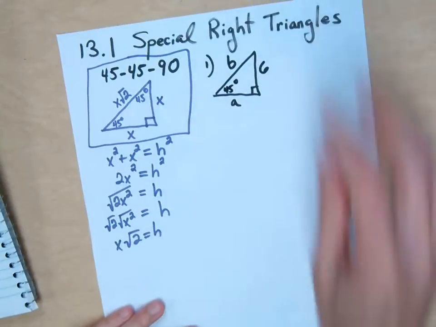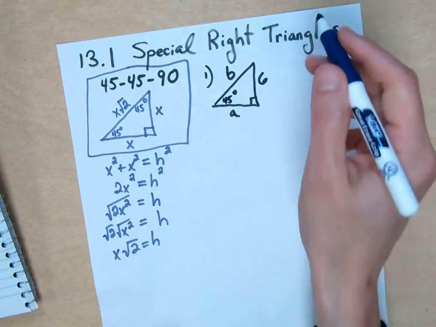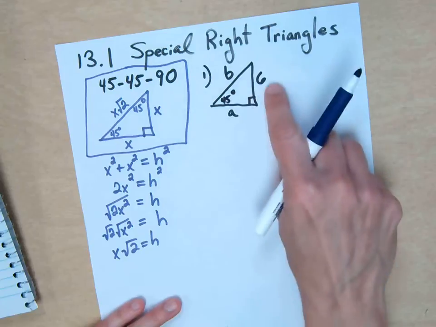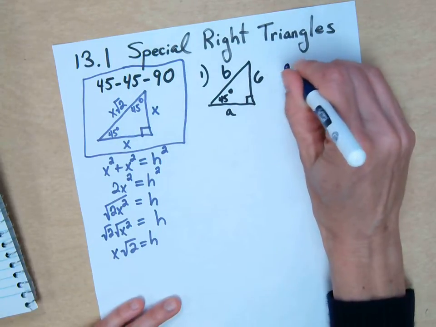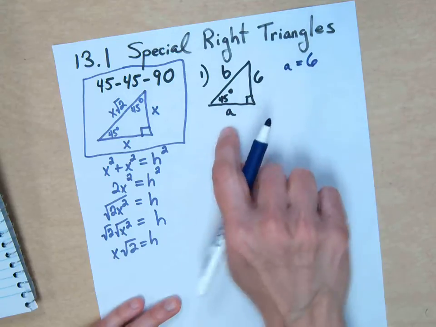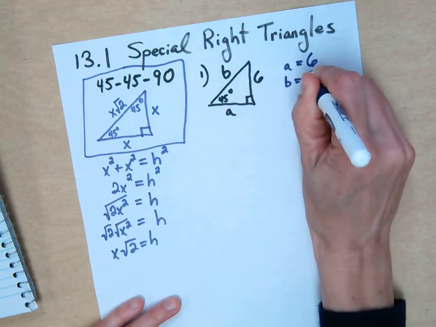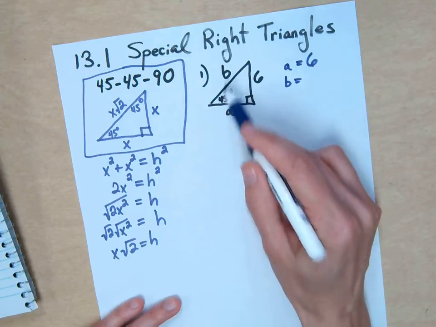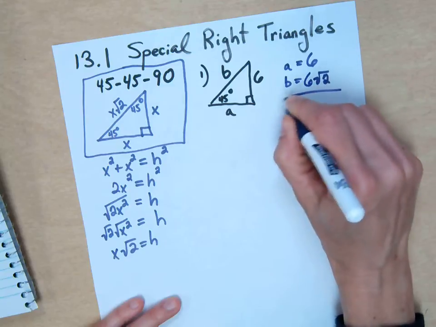So what are A and B? Okay, well, we compare it to the formula. You know that A is 6 because it's the same as the other leg, and the formula tells us that. And what's B? 6, 6, and 6 root 2. That is all you do. There's no work to show.